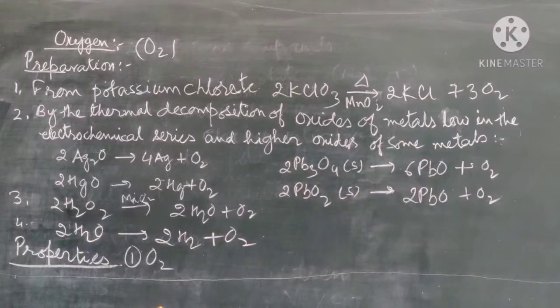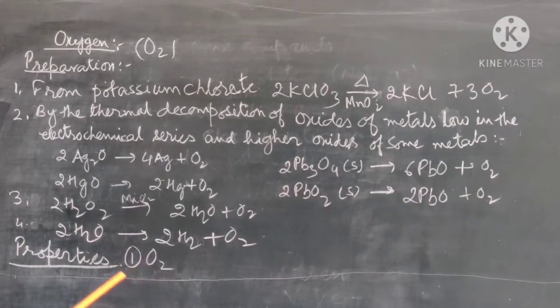Next, it exists in three isotopic forms, that is O16, O17 and O18, where O18 is the radioisotope of oxygen. And in the 11th class you studied that oxygen has paramagnetic behavior. When oxygen is passed through a magnetic field, due to the presence of unpaired electrons in the oxygen molecule, it shows paramagnetic behavior. So it is paramagnetic in nature.